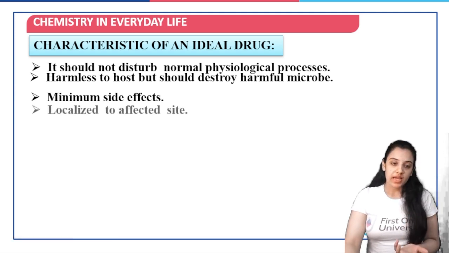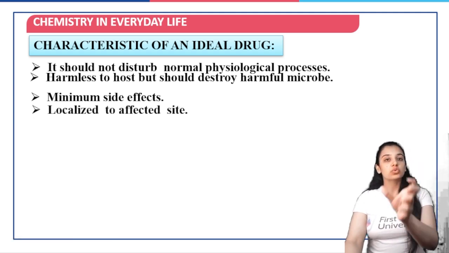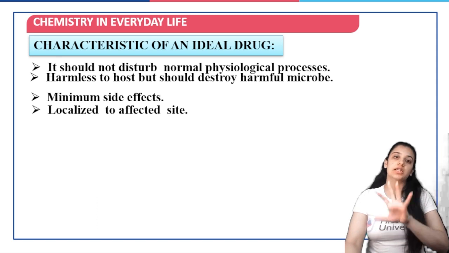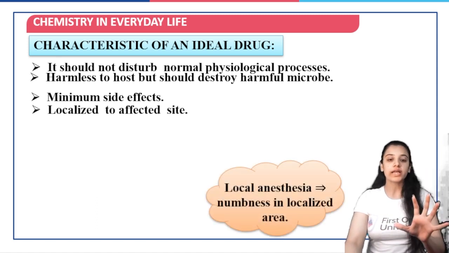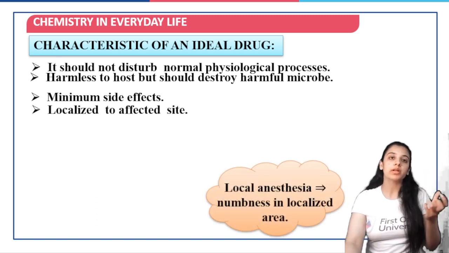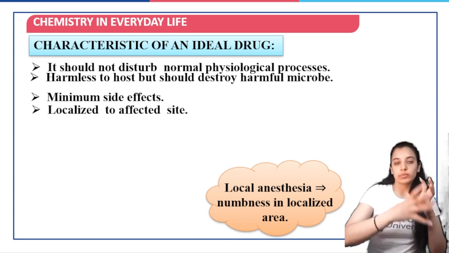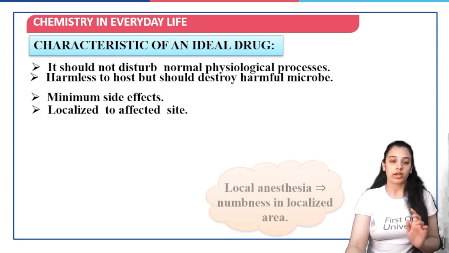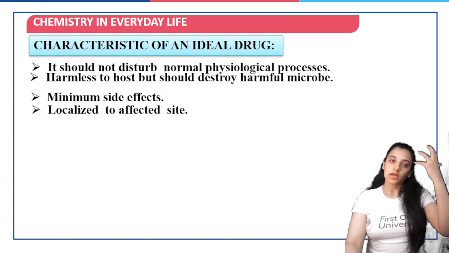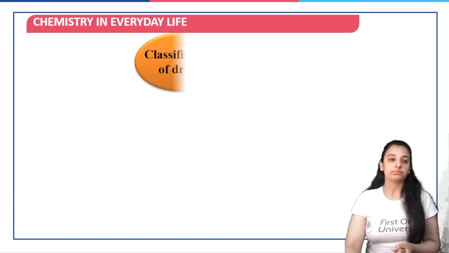They should have minimum side effects. They should be localized to the affected area. They should not affect the other areas in the body. Local anesthesia is one such example where numbness is going to be caused in one particular area only. Then there is general anesthesia, which causes the numbness of the whole body.